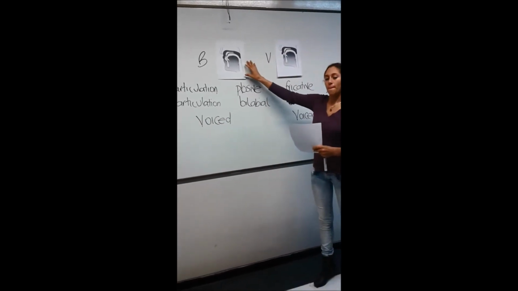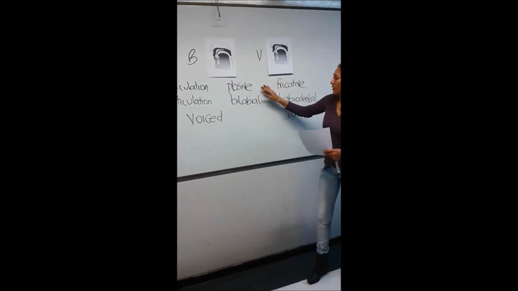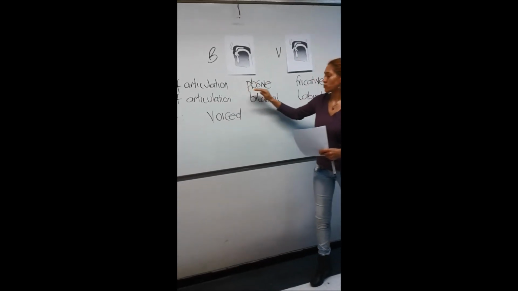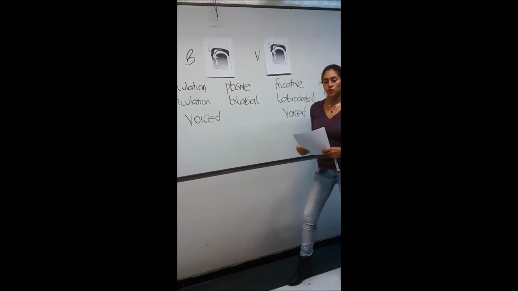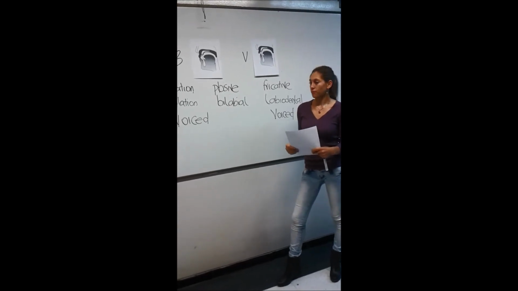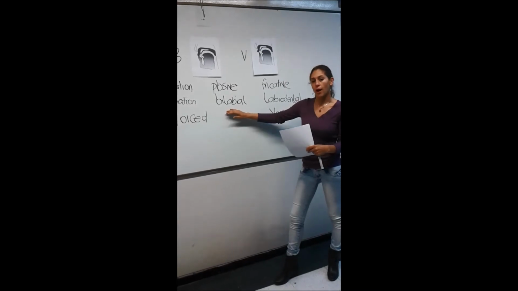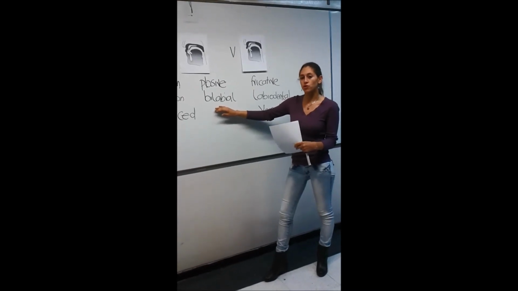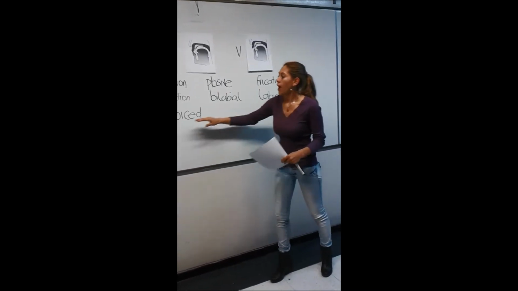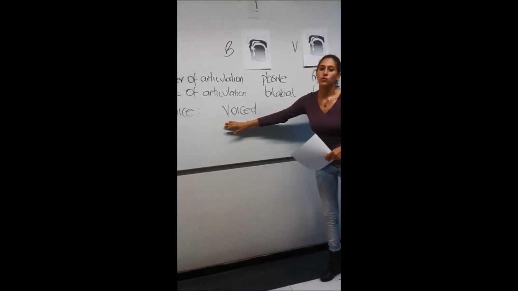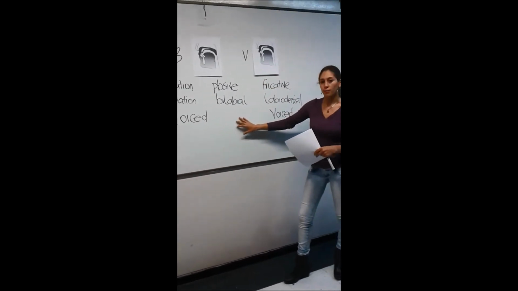With the consonant B, we can find that the manner of articulation is plosive because it produces an air explosion. The point of articulation is bilabial: the upper and lower lip touch each other. And it is voiced because the vocal cords are vibrating.